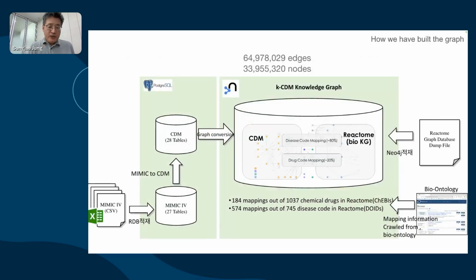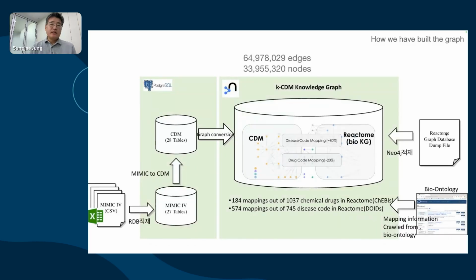Firstly, we downloaded MIMIC-IV, which is a freely accessible electronic health record that can be used for non-commercial medical research. We uploaded the MIMIC data onto a relational database, where we converted the data set into CDM format. We further converted the CDM data set into a graph format, and uploaded the CDM in graph form onto Neo4j.